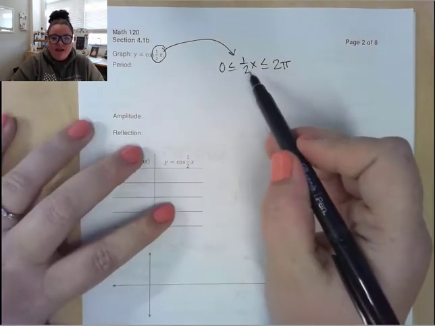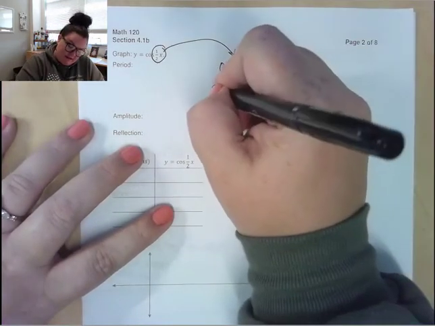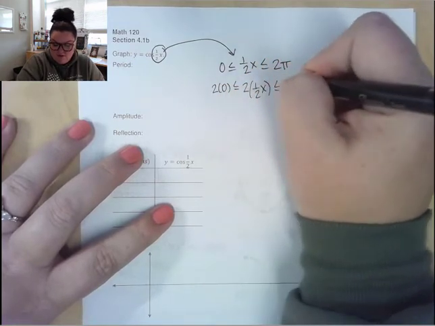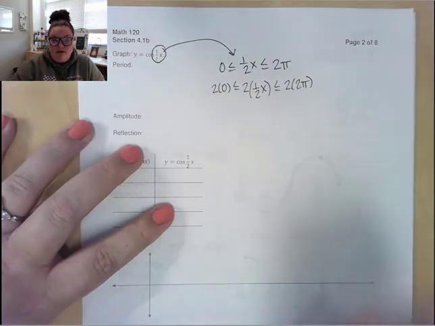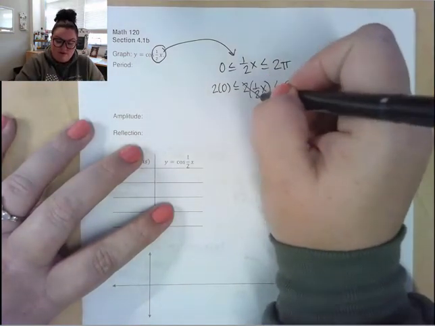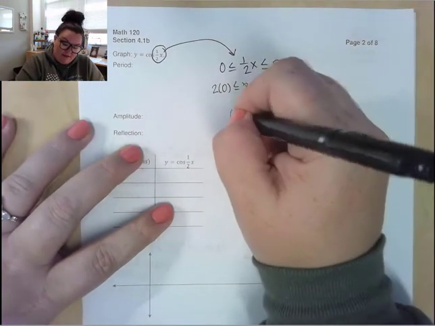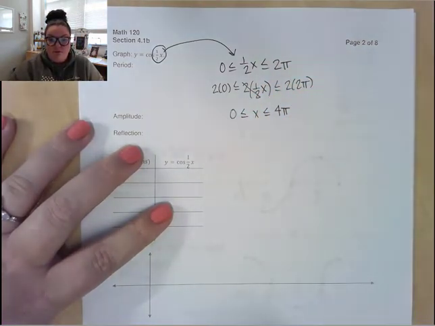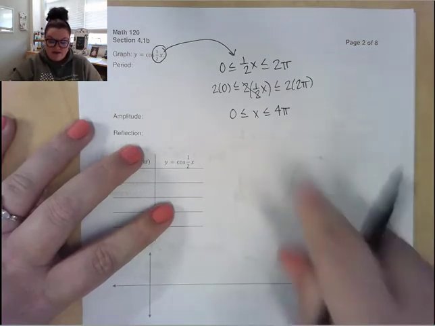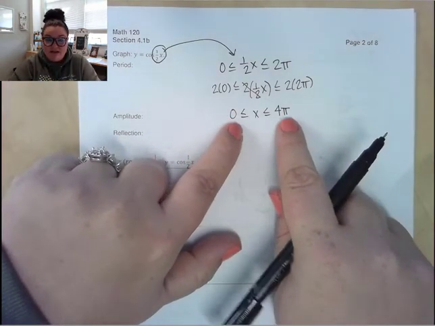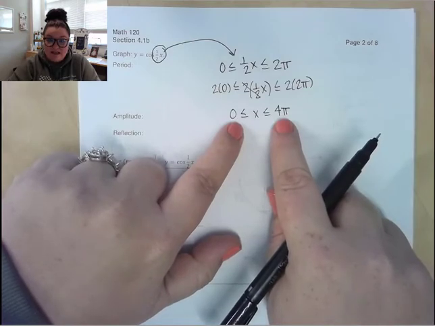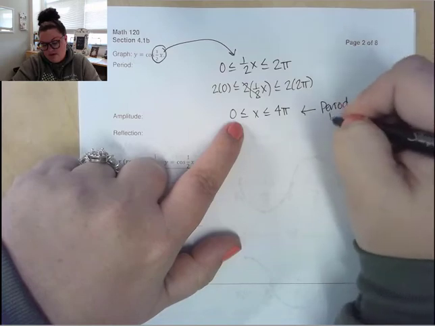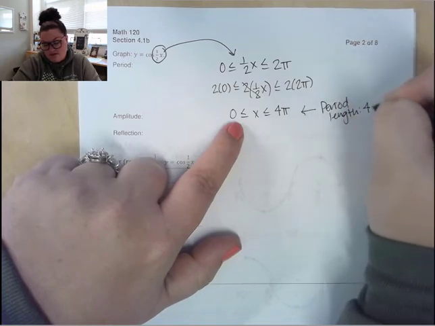So in order to get rid of this 1/2, I'm just going to multiply everything by 2. And that way when I multiply by 2 here in the middle, those cancel, right? So that means my x's need to be between 0 and 4 pi. Okay. Now that tells me that my period length from 0 to 4 pi, that's a distance of 4 pi, right? Period length is going to be 4 pi.